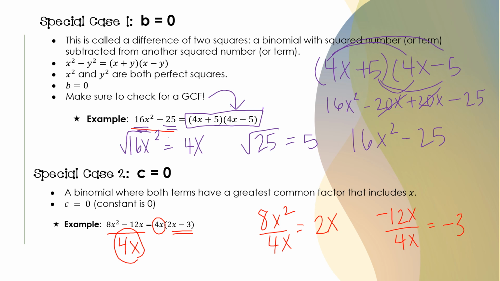And again, you can check. So we can distribute the 4x inside the parentheses. That would give me 8x squared. 4x times 3 would be 12x. And so that would be the correct answer.